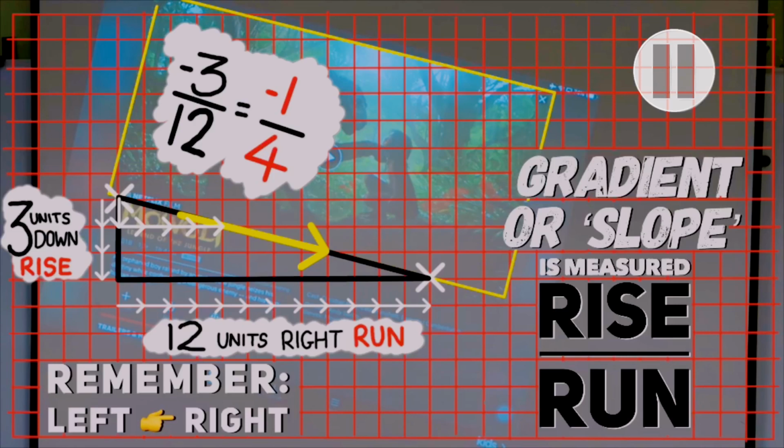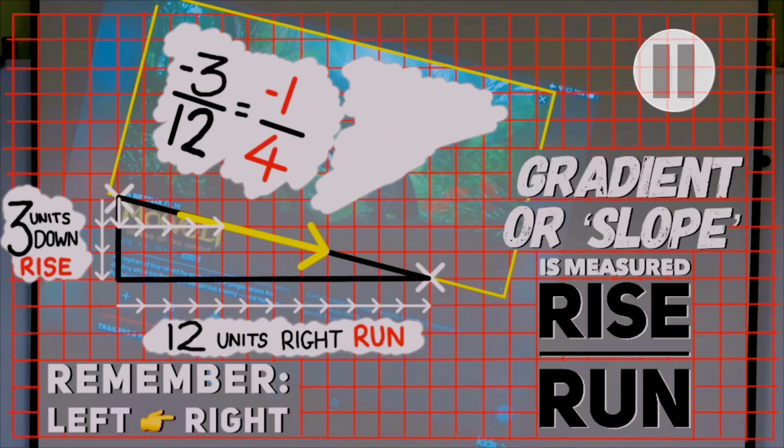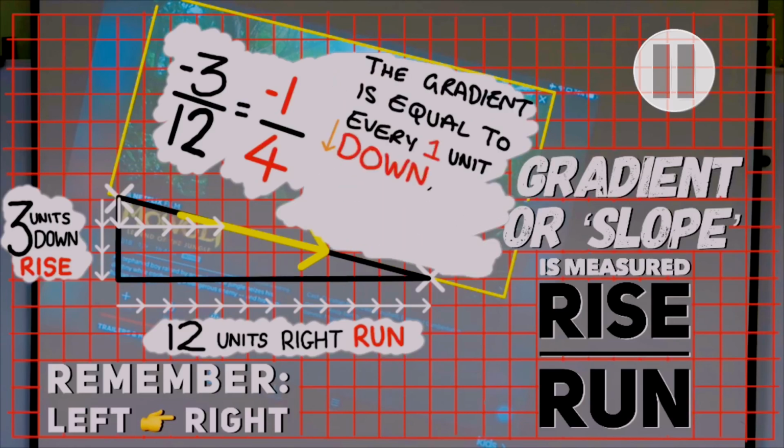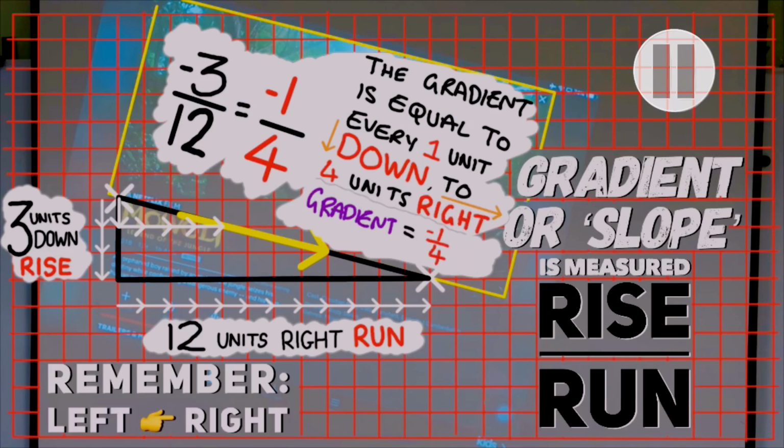All you need to remember is if you have a Cartesian grid or you apply a grid like this over your screen, that the points must intersect. So my straight line and the grid must intersect perfectly. That way you'll get a good measure of the gradient. Now we can say that the gradient is equal to every 1 unit down to 4 units right. So our gradient is equal to -1/4. It's a negative gradient because we're going downwards.